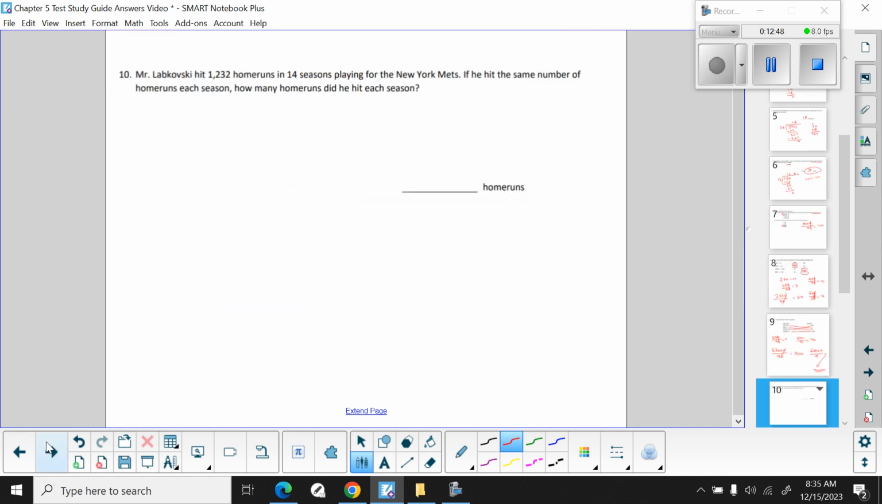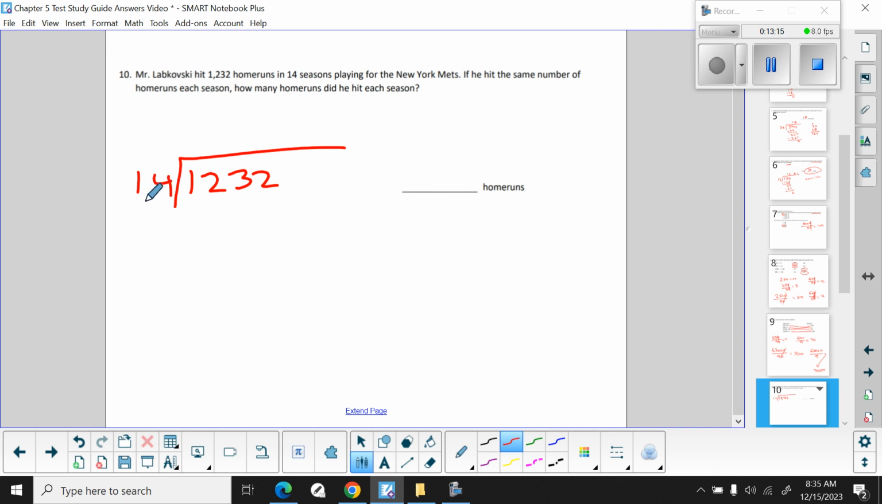Alright, number 10. The question that is absolutely made up and nonsensical. Mr. Lipkowski hit 1,232 home runs in 14 seasons playing for the New York Mets. If he hit the same number of home runs each season, how many home runs did he hit each season? Well, this is a division problem. So 1,232 divided by 14.